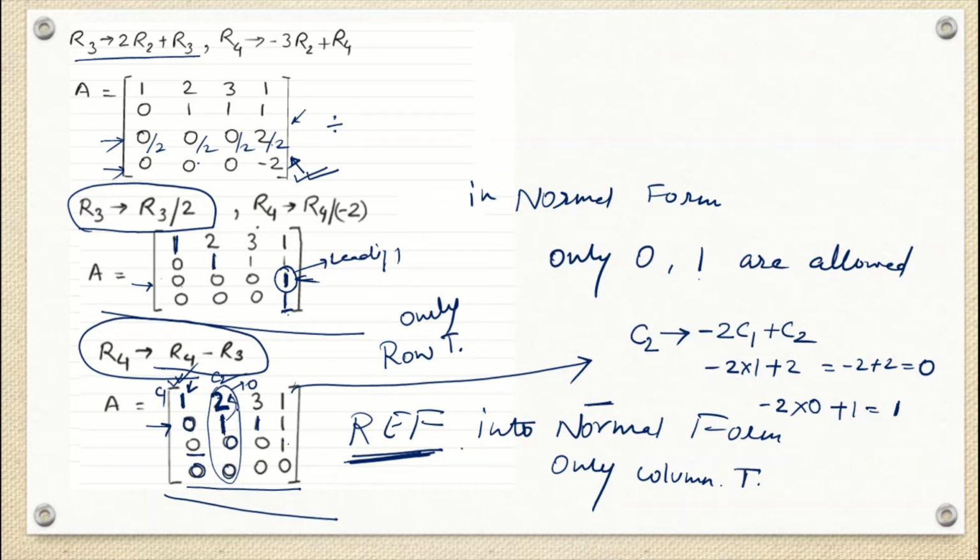My equivalent matrix will have C2 as 0, 1, 0, 0. That only I wanted to have. Fine, no? What I wanted was 0 at this position: above the leading 1 and below the leading 1, I should have 0, and that is happening.